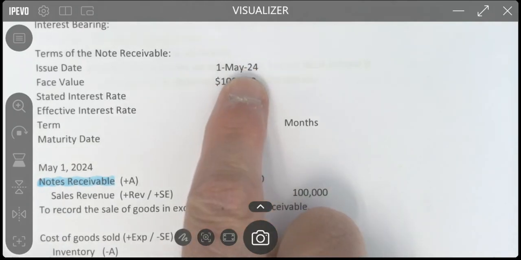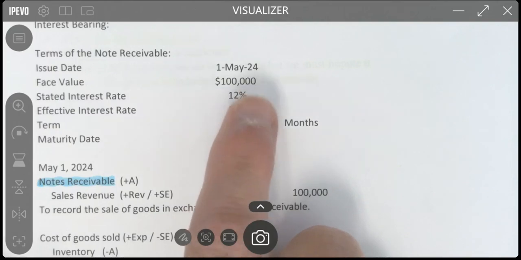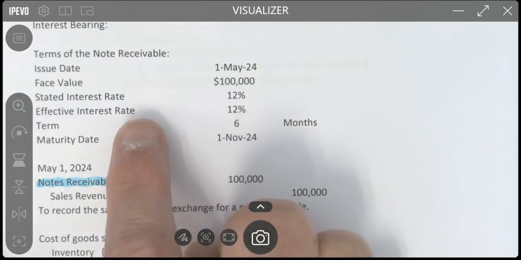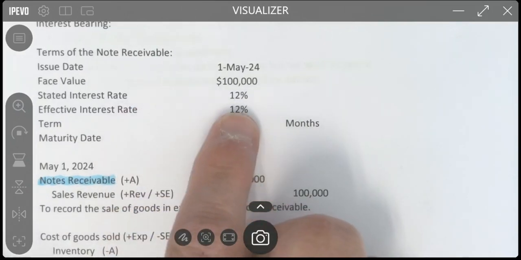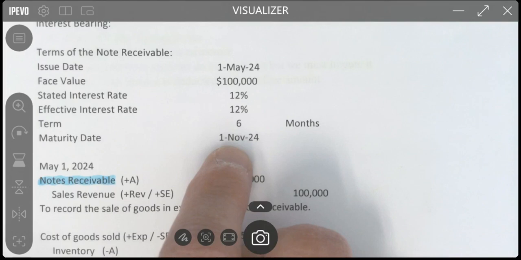The issue date is 1 May 24. Face value is $100,000. The stated interest rate is 12%. The effective interest rate is 12% as well. You're going to learn in a future course the difference between the stated and the effective interest rate. I will leave that for a future learning. The term is 6 months. And the maturity date is November 1 of this year.